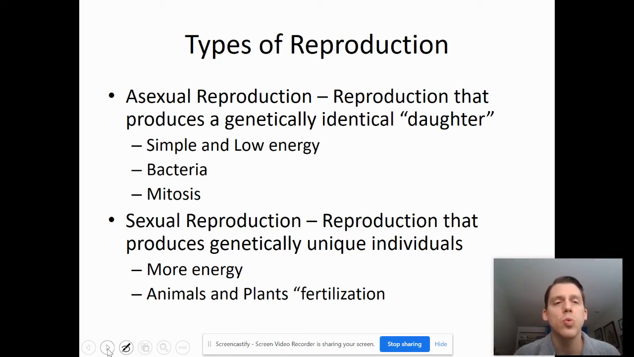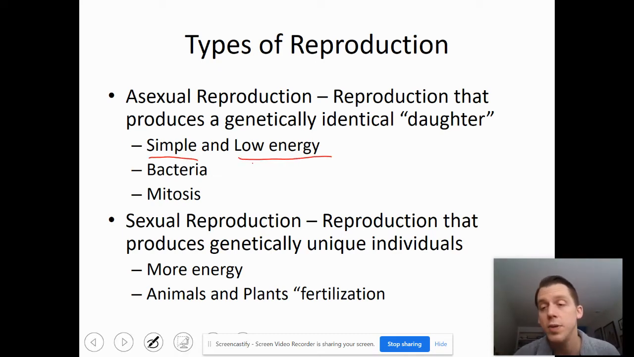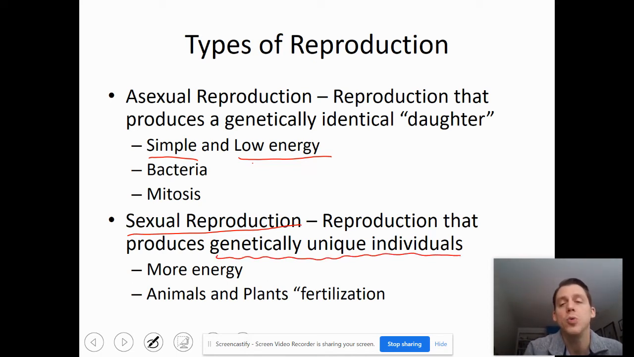It's genetically identical. Bacteria asexually reproduce. They just kind of split in half and produce more. And the reason why asexual reproduction is good is because it's simple and it does not take a lot of energy. So if you need to reproduce quickly and you need to do it frequently, asexual reproduction is the easiest thing to do. Asexual reproduction is older. Very simple organisms, very old organisms can undergo asexual reproduction. So mostly bacteria. Sexual reproduction is different. Sexual reproduction produces genetically unique individuals. That's the opposite of a clone. Genetically unique. We're mixing up the DNA, we're making it different.